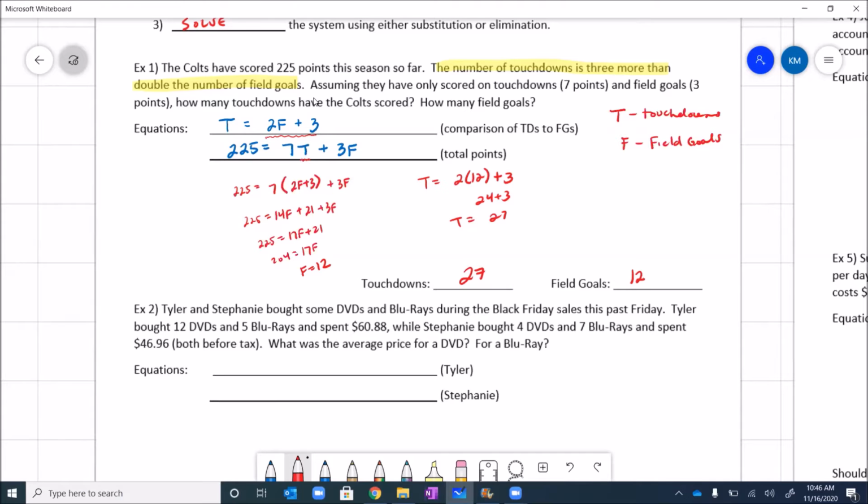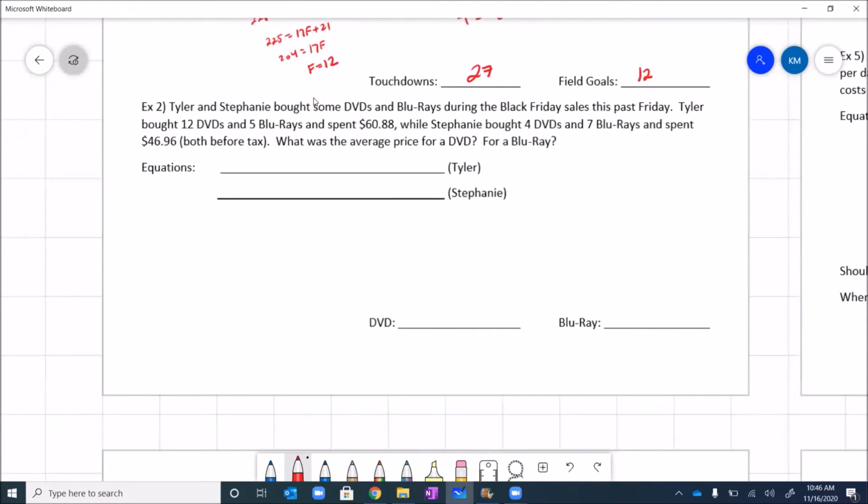All right. Next problem says Tyler and Stephanie bought some DVDs and Blu-rays during the Black Friday sales this past Friday. Tyler bought 12 DVDs and 5 Blu-rays and spent $60.88, while Stephanie bought 4 DVDs and 7 Blu-rays and spent $46.96, both before tax. What was the average price for a DVD and for a Blu-ray?